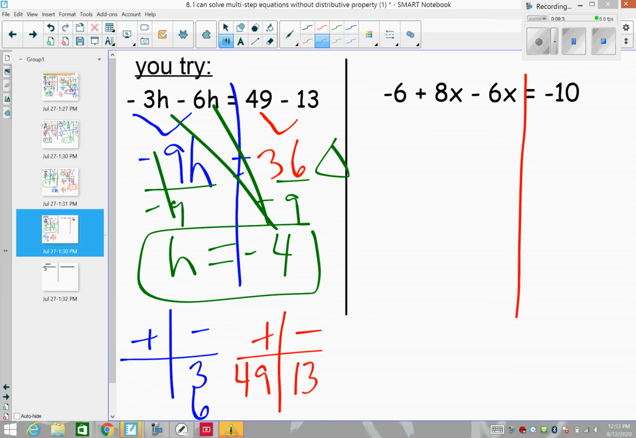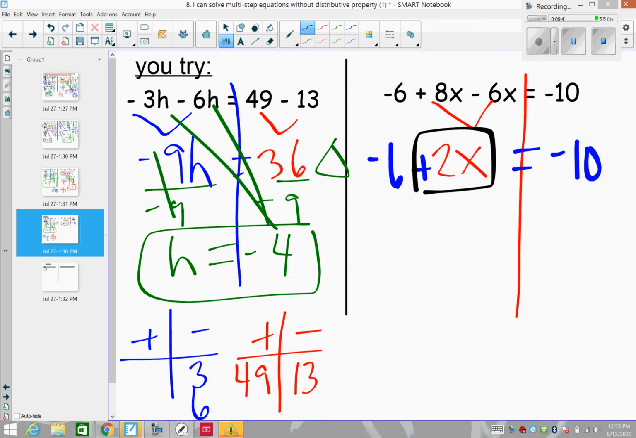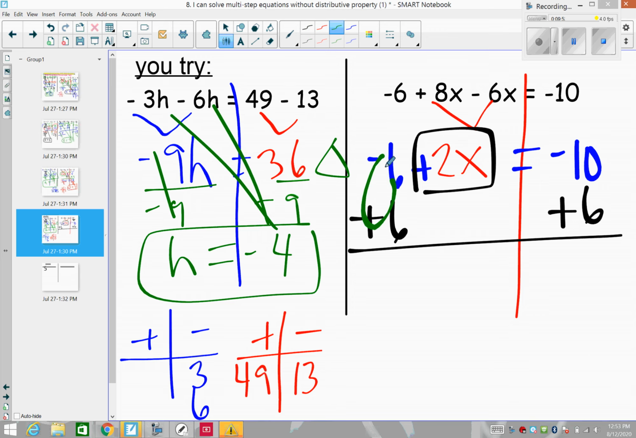Combine like terms here. That becomes positive 2x. If I haven't used it, drag it down. We're going to build house, build fence, clean yard. So we're going to add 6, copy, paste. If I haven't used it, drag it down.